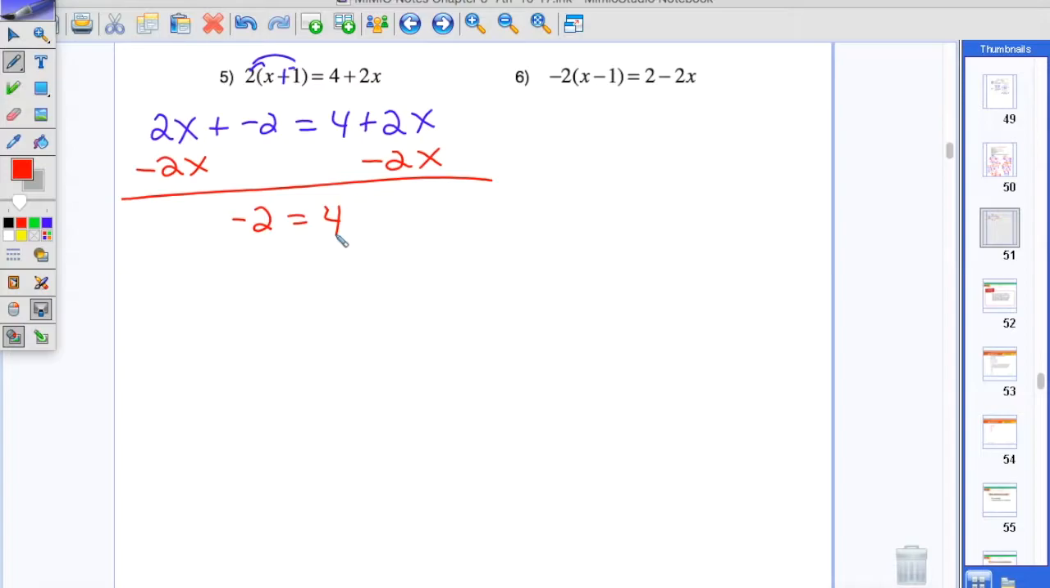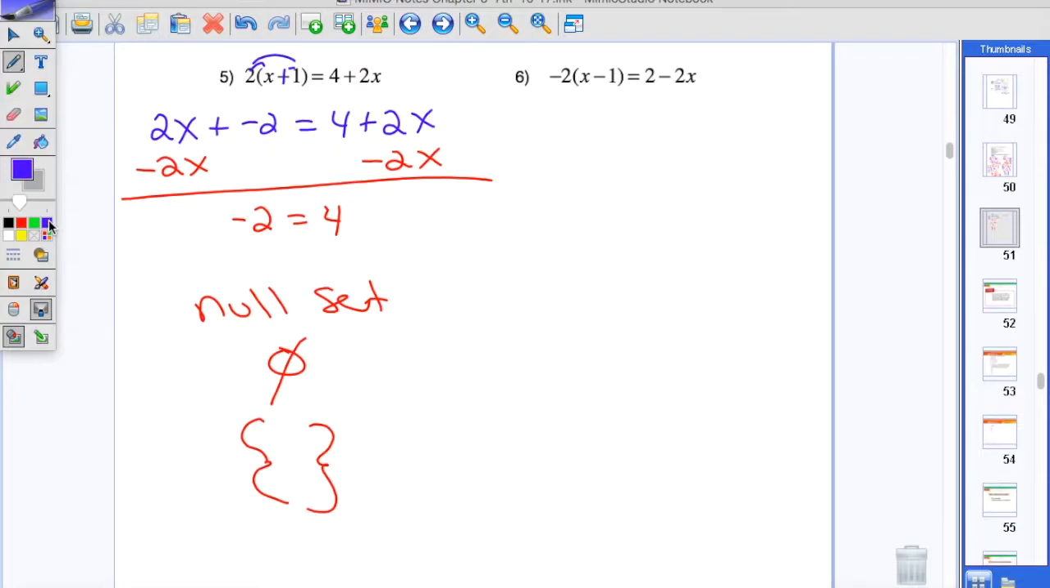Well, that's not true. That means that no matter what you substitute in for your x, your left side will never equal the right side. So you can write null set, or you could do the circle with a line through it, or you can do the empty brackets. Most popular is just writing the word null set.